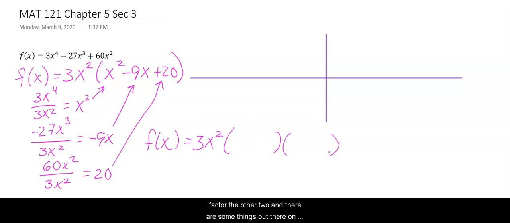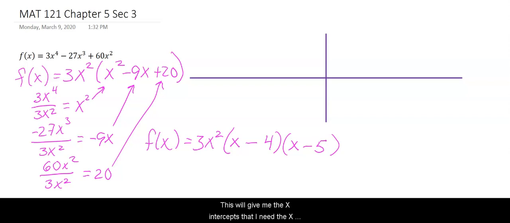And there are some things out there on D2L in my factoring folder to help you with factoring if you're struggling with that. So I know that x squared splits as x and x. The signs in the middle are both positive because of the plus, or they're both negative. The plus tells me they're the same. The minus tells me they're both negative. So that makes that minus and minus. I need two factors of 20 that add to give me negative 9. It's got to be negative 4 and negative 5. Negative 4 minus 5 will give me negative 9, but negative 4 times negative 5 gives me positive 20.